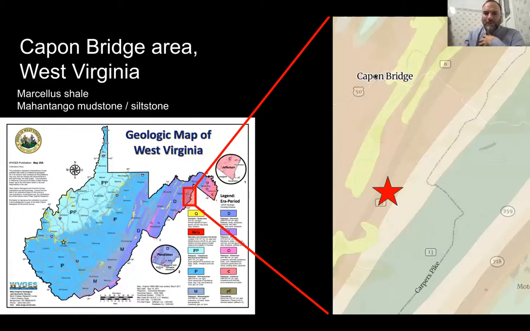So another location, and this one is not one of the main locations, but it's my main location. I have collected at a private spot in West Virginia for the last 10 years or so, in the Capon Bridge area. It's just over the border from Virginia, around Route 50. And you'll see in this detail, it's in Hampshire County, and it consists of the Marcellus Shale and Mahantango mudstone or siltstone, depending how you want to refer to it.